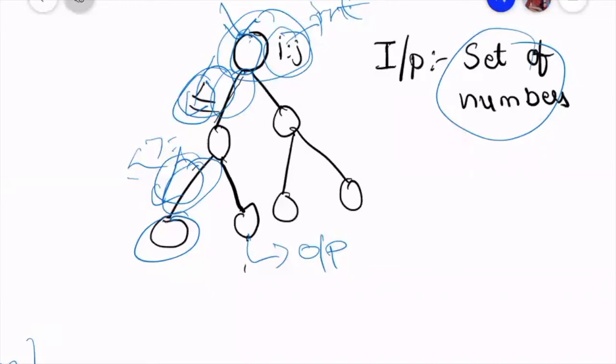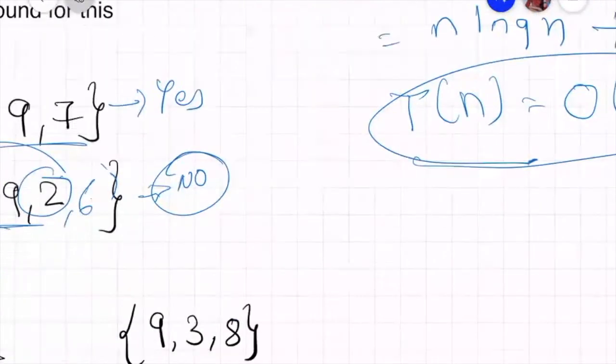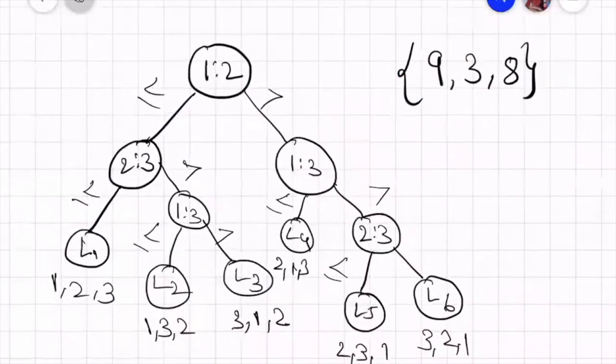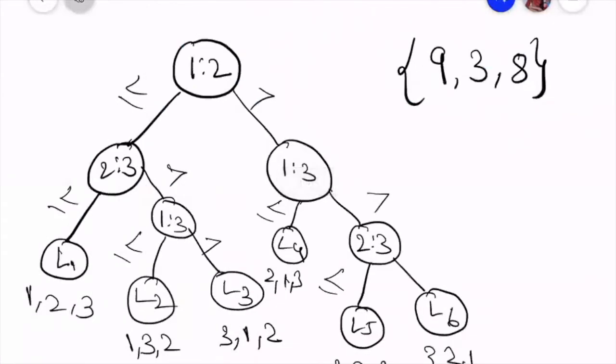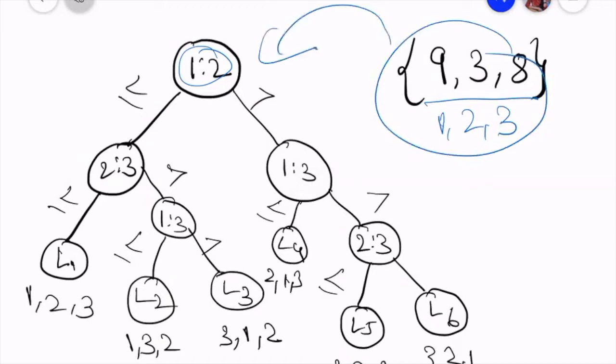For better understanding, let's consider an example. This is a decision tree for sorting 3 elements. We consider the 3 elements as 9, 3, 8. Here, each node is labeled with an integer. These are nothing but indexes of the array. If we pass this array into the decision tree, the execution will start from the root element, and based on the conditions, it will reach a leaf node. So if we consider this element, it goes this way, and it finally reaches this leaf.